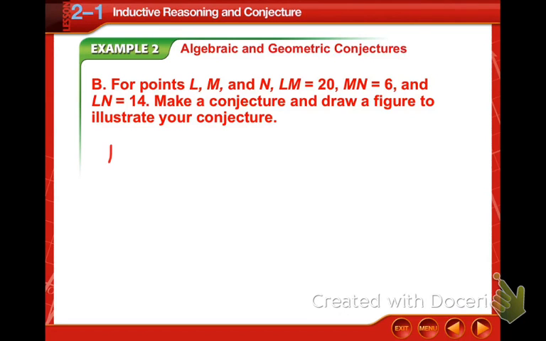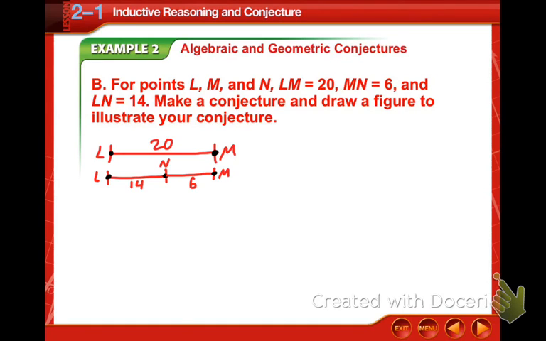So we know that LM, so from point L here to point M down here, it's 20, right? And we know that LN is 14. And then M, N is 6. And 6 plus 14 is 20. So there's our picture. That's what it actually is representing.